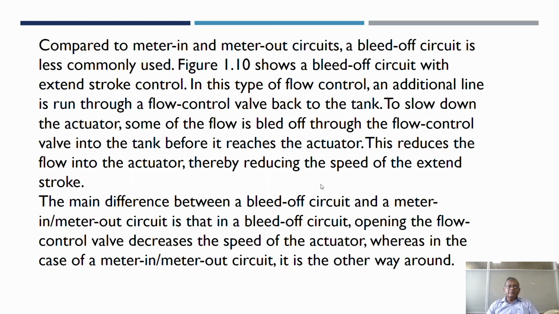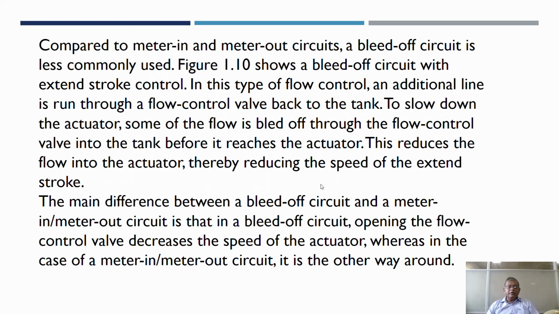The figure shows the bleed-off circuit with extended stroke control. In this type of flow control, an additional line is run through a flow control valve back to the tank. To slow down the actuator, some of the flow is bled off through the flow control valve into the tank before it reaches the actuator. This reduces the flow into the actuator, thereby reducing the speed of the extended stroke.